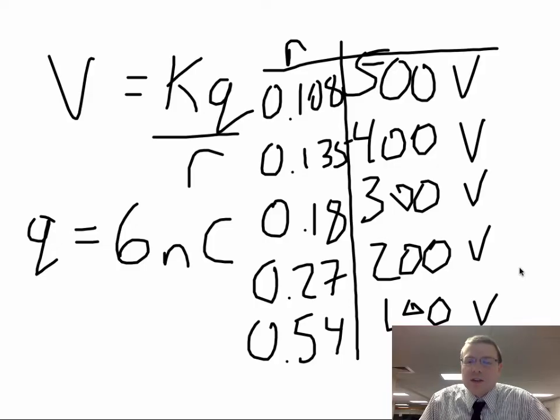So here are your answers. If you want to find out locations where you're at 500 volts, 400, 300, all the way to 100, I just rearranged my formula, solved for r, and got these distances. So 500 volts is about 10 centimeters away from the 6 nanocoulomb charge. 400 volts is 13 centimeters away. 300 is 18 centimeters. Then it starts getting big at 0.27 and 0.54 meters away. We're going to use the simulator here to actually plot out all those locations of equal voltage.